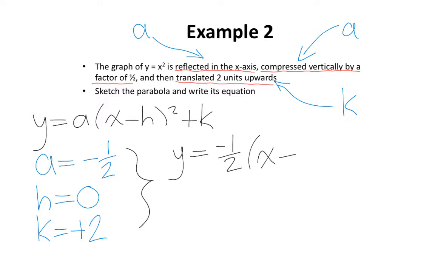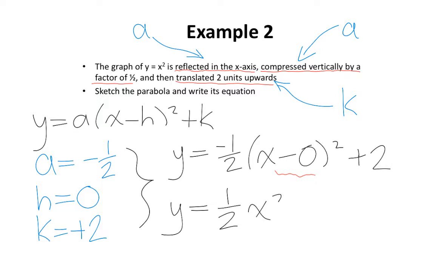h is 0. I'm just going to put a placeholder of 0 for now. And k is positive 2. It's pretty clear that you do not need this subtract 0, so I'm going to simplify our equation to just read negative 1/2 x to the power of 2 plus 2. I forgot the negative sign, and there you go.